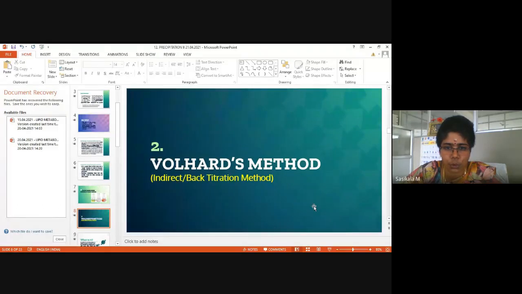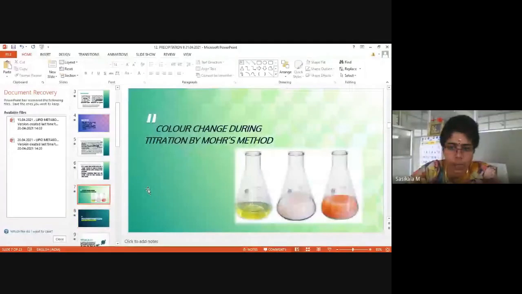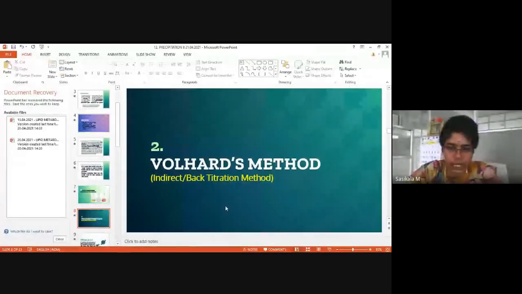Next we'll move on to Volhart's method. This method is otherwise called an example of an indirect or back titration method. Indirect means the analyte, the halide concentration, chloride, fluoride, is analyzed indirectly, whereas Morse method is a direct method. The chloride sample is directly titrated with silver nitrate. Here we are actually going to titrate silver ion with another known concentrated solution.